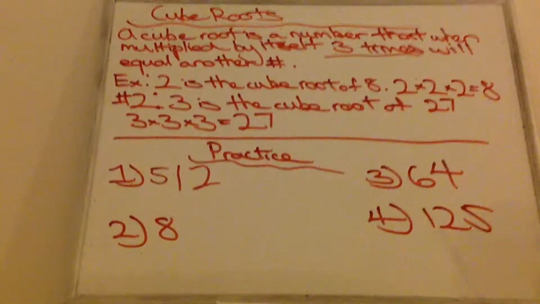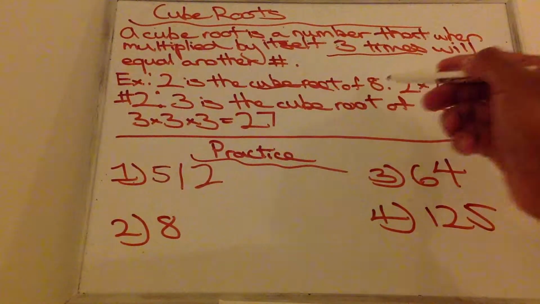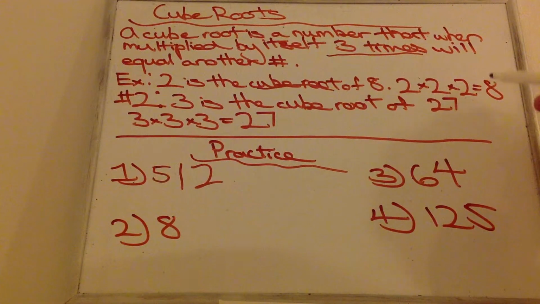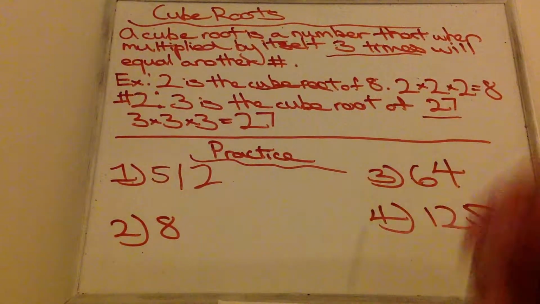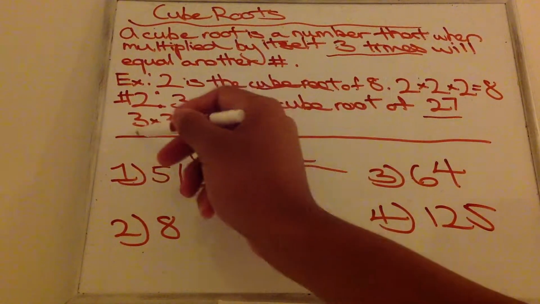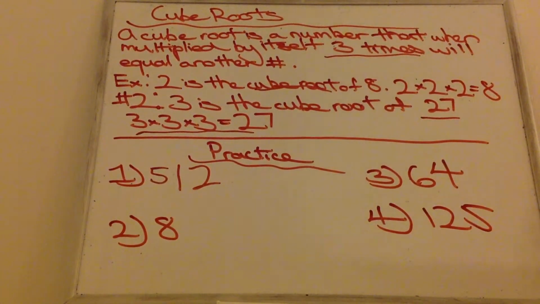For example, you could say that 2 is the cube root of 8 because 2 times 2 times 2 is 8. Another example would be 3 is the cube root of 27 because 3 times 3 times 3 equals 27. So when you're dealing with cube roots, people are most likely going to be asking you what is the cube root of a number. And so let's look at some practice problems.